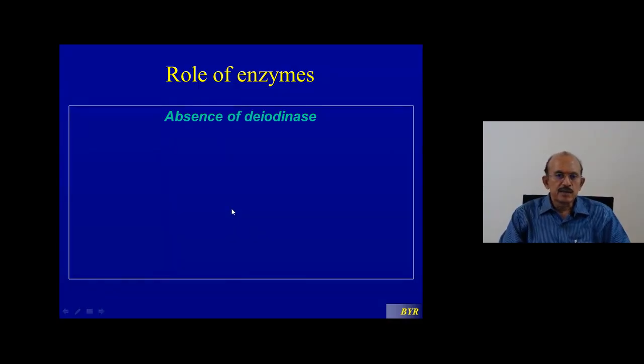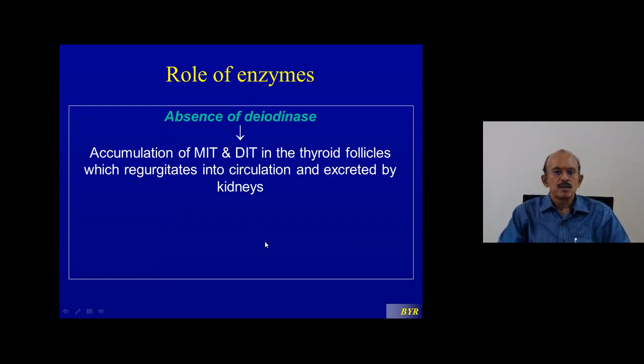If there is absence of deiodinase, so when deiodinase is absent, what will happen? The MIT and DIT that is stored in the thyroglobulin are not being broken down. So the MIT and DIT levels go on accumulating in the thyroglobulin. So they accumulate and then they regurgitate into the circulation. So the MIT and DIT as such come into the bloodstream and they are excreted by the kidneys.